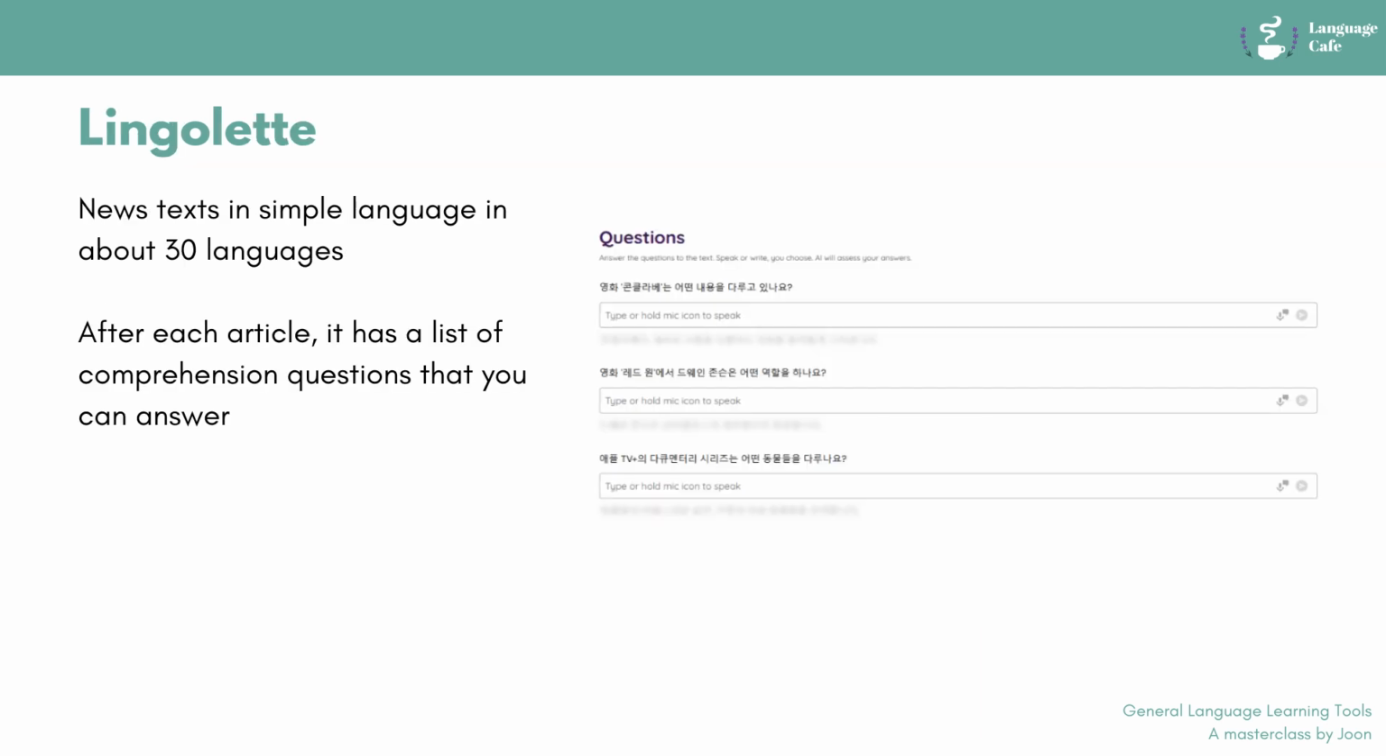Next one is Lingolette. So Lingolette has news text in simple language in about 30 languages. And after each article, it has a list of comprehension questions that you can answer by typing out your answers or speaking them, and then AI will grade it.